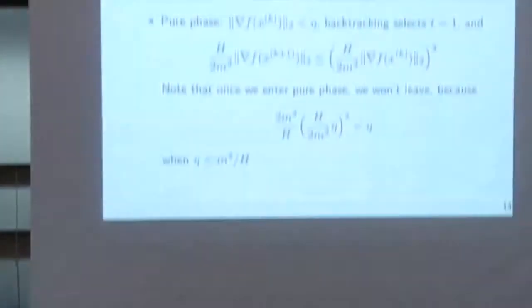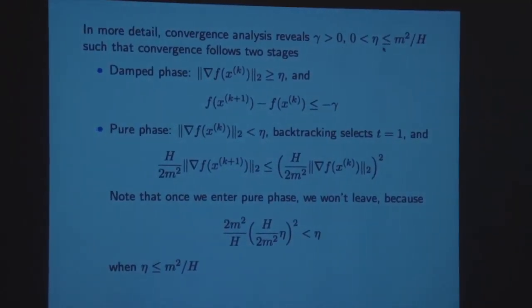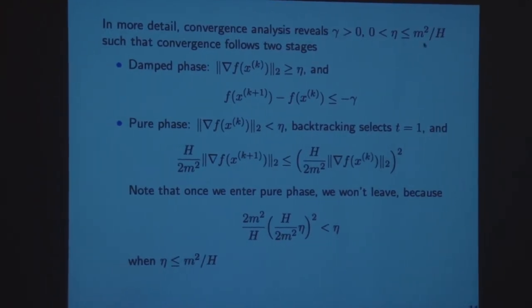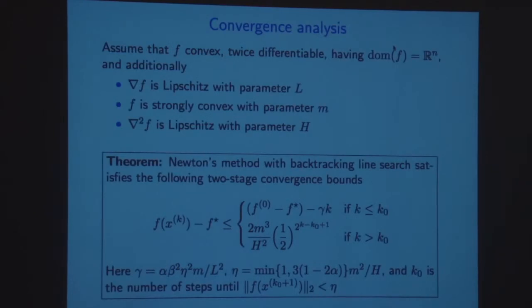But the convergence analysis reveals a little bit more than the result I told you, so let's unravel that. It produces for us two constants, gamma and eta. Gamma is something that's larger than 0. Eta is something that's between 0 and m squared over L. And as we've written them down, you can see they depend on the backtracking parameters alpha and beta. They also depend on the Lipschitz and strong convexity parameters that we've written down.